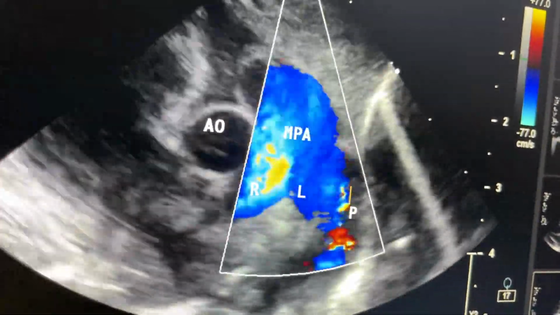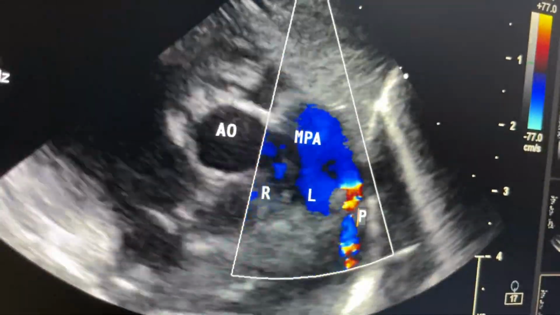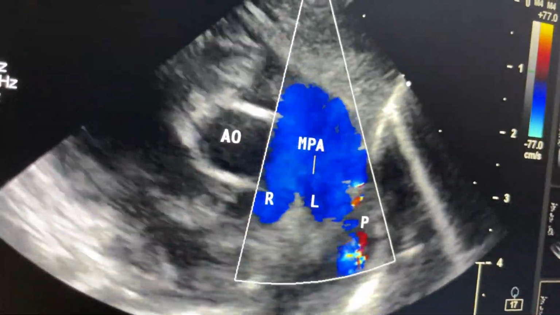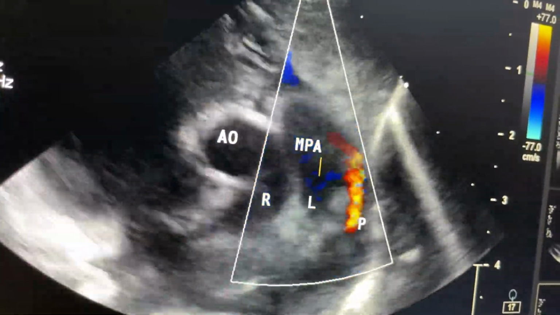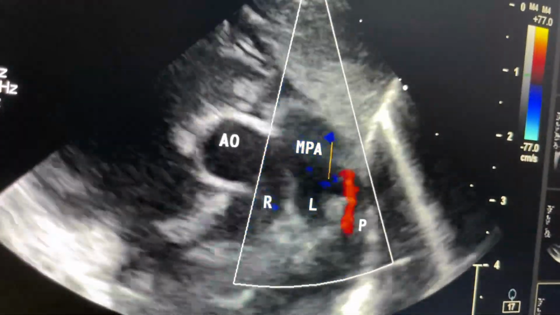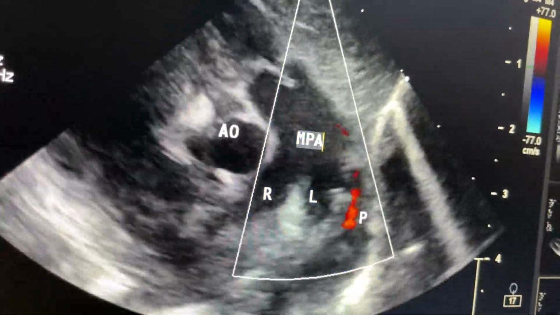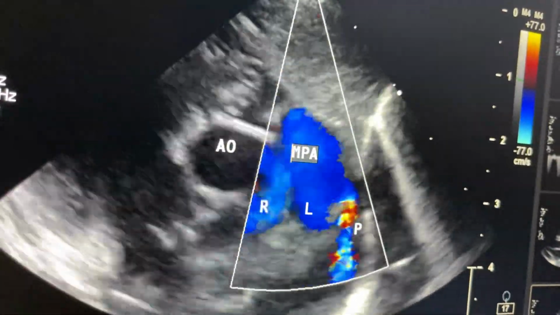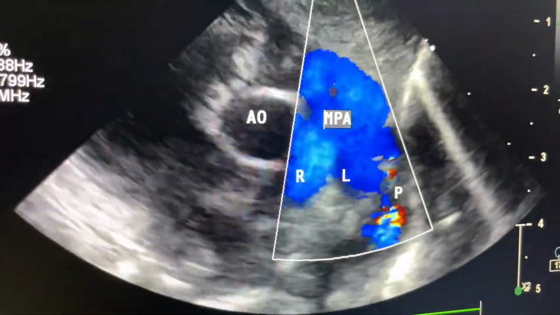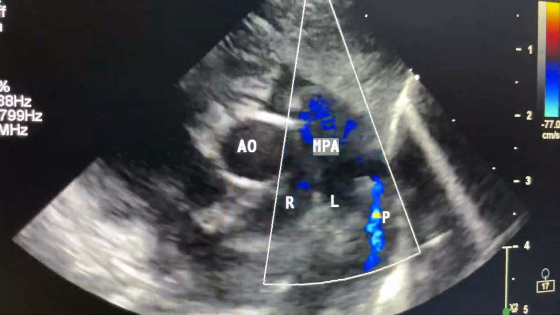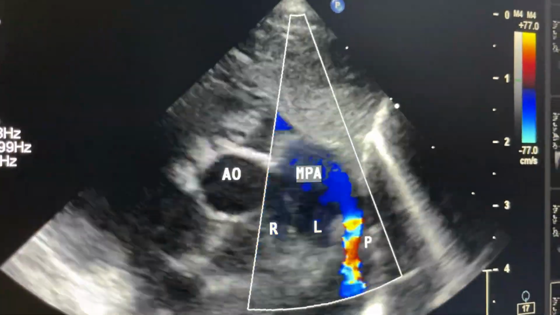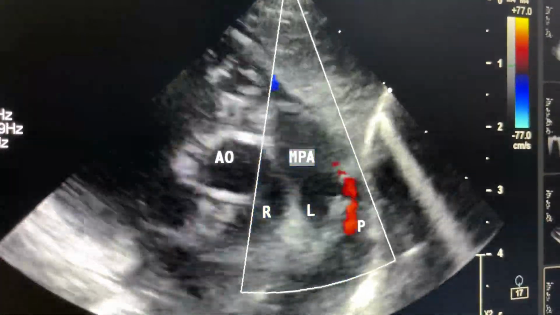It is small in size, and flow is bidirectional. Whenever the flow is bidirectional, it always indicates raised right ventricular systolic pressure or raised pulmonary artery systolic pressure. Because if there is no pulmonary valve obstruction, then raised right ventricular systolic pressure is equivalent to raised pulmonary artery systolic pressure. So in this view, you can easily see the pulmonary artery with 3 branches: the right pulmonary artery, the left pulmonary artery, and the third one, the most lateral one, is the patent ductus arteriosus.